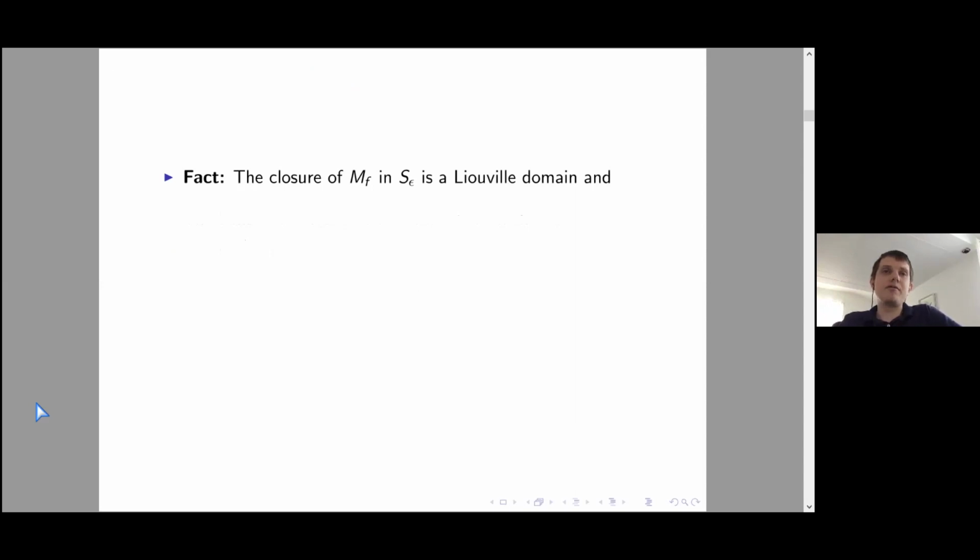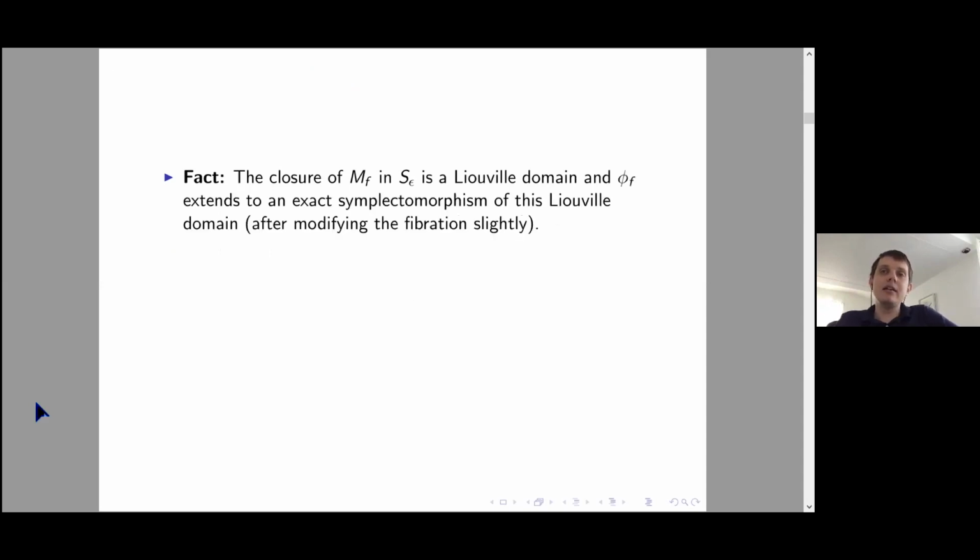Okay, so then I have a fact, which is that the closure of this Milnor fiber in S epsilon is a Liouville domain. And this monodromy map, which I'm always going to call phi sub F, extends to some sort of exact symplectomorphism of this Liouville domain. I presume you might have to perturb this fibration very slightly to make things work. So that's what I will do.